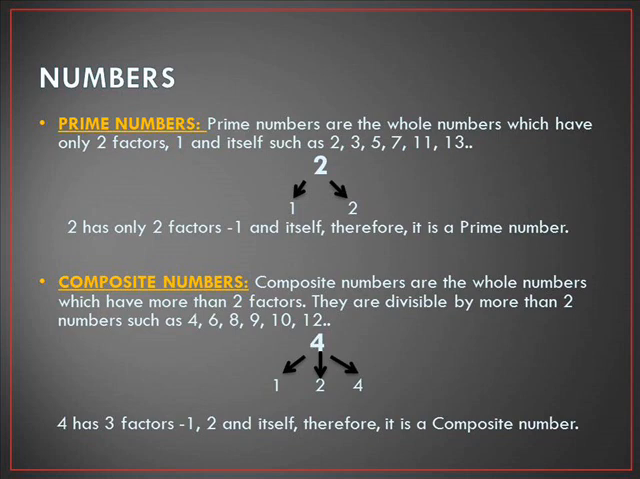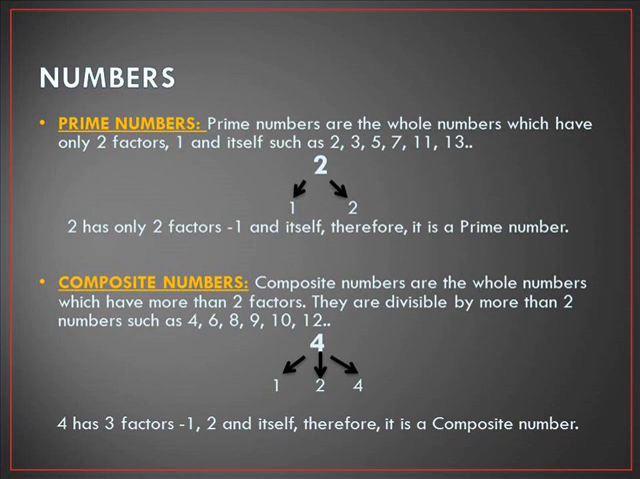Composite numbers are the whole numbers which have more than 2 factors. They are divisible by more than 2 numbers, such as 4, 6, 8, 9, 10, 12, and so on and so forth. Take the example of 4. 4 has 3 factors, 1, 2, and itself.